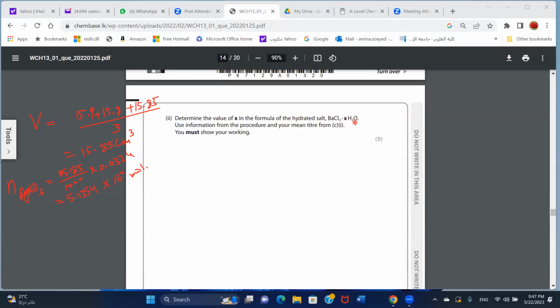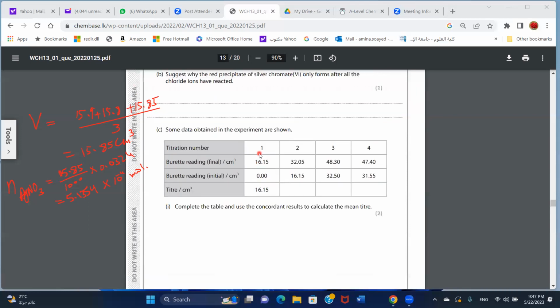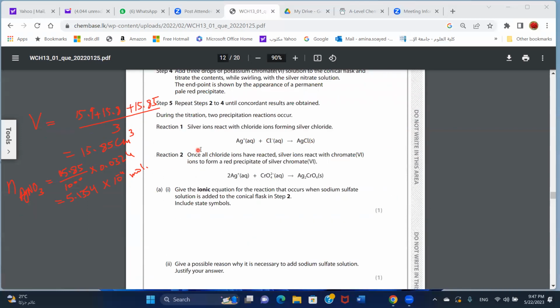Okay, what are you titrating here? If you look here at the equations, what are you titrating? You are titrating the silver ions with the chloride ions, isn't it? And from where does this chloride ion come? From the silver chloride. No, when the silver ion reacts with the chloride ions, it forms silver chloride. But the silver ion reacts with the barium chloride, isn't it?